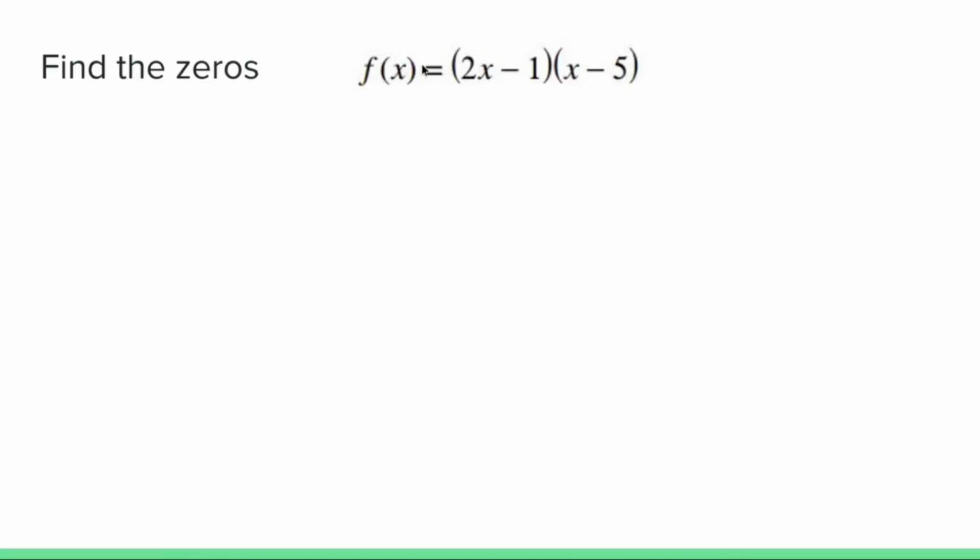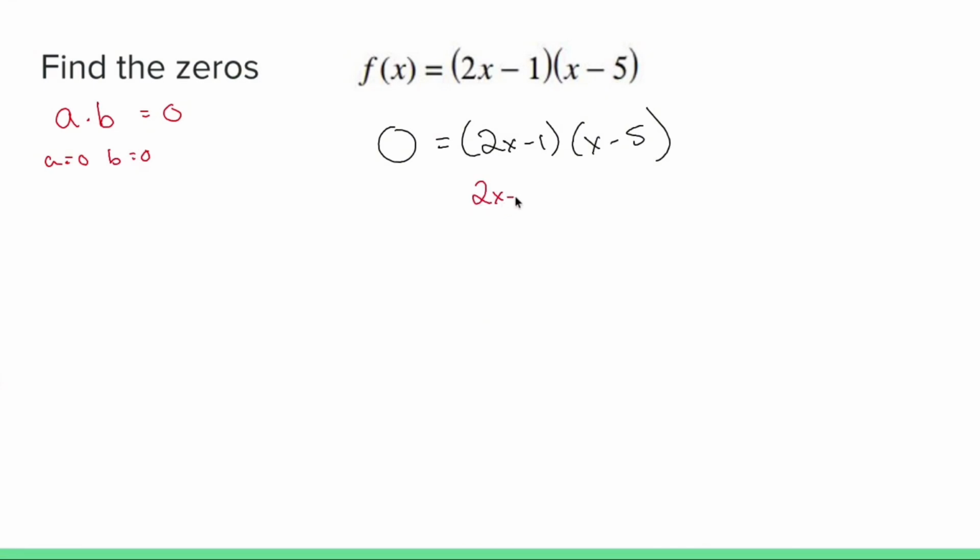Find the zeros of f of x equals 2x minus 1 in parentheses times x minus 5 in parentheses. Finding the zeros is another way of saying let f of x equal 0, and we have the zero product property going on here. The only thing I did is let f of x equal 0. The zero product property says if you have two or more things multiplied together and it all equals 0, set each of those factors equal to 0. So this times that equals 0, which means this equals 0 and that equals 0, and it's just a matter of solving both of them individually.